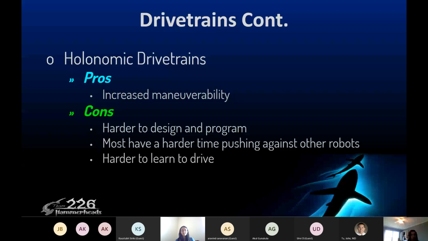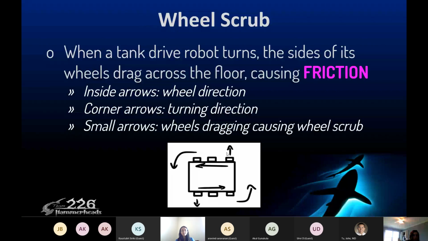So wheel scrub is when the sides of a wheel in a tank drive drag across the floor while the robot's turning. This causes a lot of friction, which slows down the turning. If you see in the drawing below, the robot is turning, and then there's wheel scrub on the 4 outside wheels.